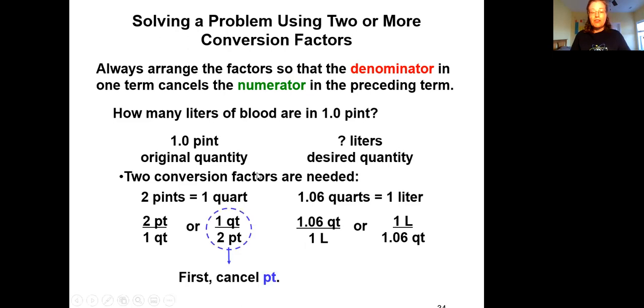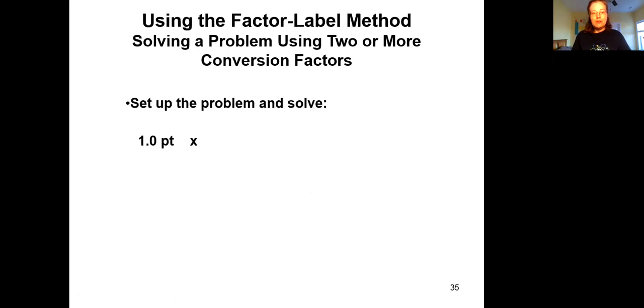We're going to cancel out the pints first. They gave us pints, we didn't want pints, so we'll put pints on the bottom. Note that that's going to put us in terms of quarts, because the quarts are getting canceled out. Well, if I want to get rid of quarts and go to liters, I better put quarts on the bottom of the next conversion factor. I'm going to draw it all out for you now. So we do 1.0 pint, and I always say times in a line, times in a line. And on the bottom, we'll put the 2 pints, and on top, we'll put the 1 quart.